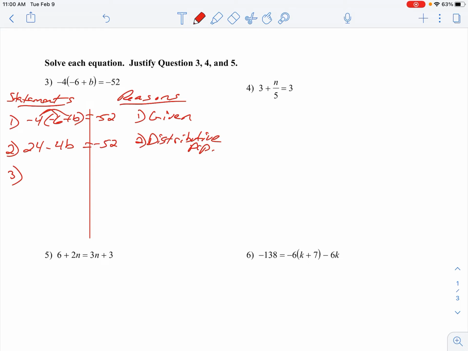In order to do that, we start off by subtracting 24. The 24s cancel out, and watch your arithmetic here. -52 minus 24 gives me negative, what is that, 76? And because we subtracted, we call that the subtraction property of equality.